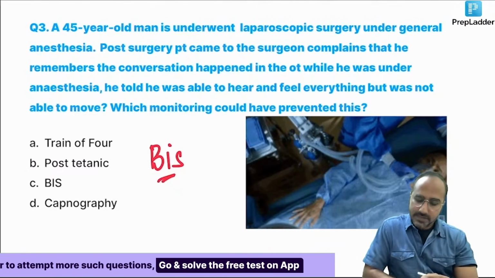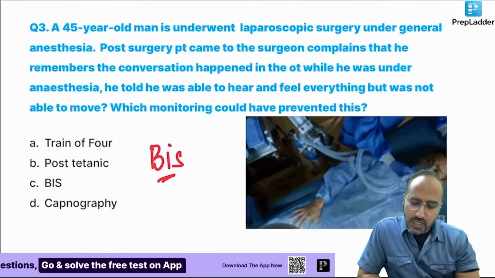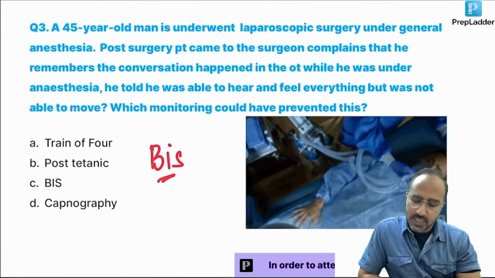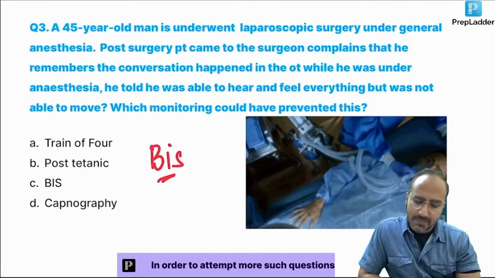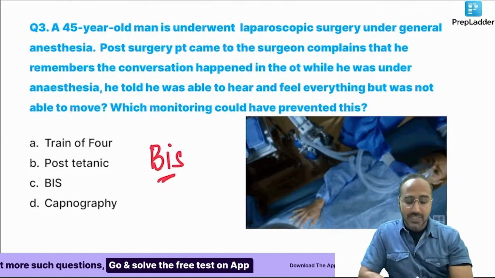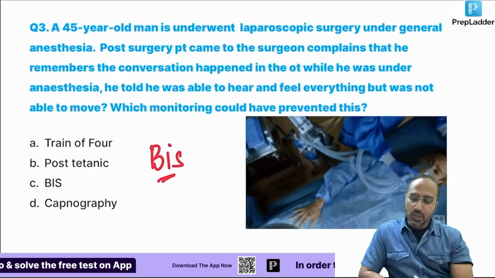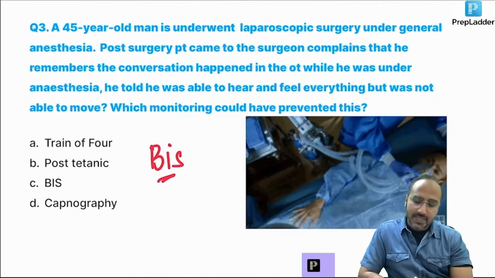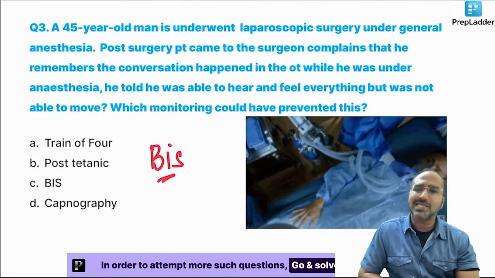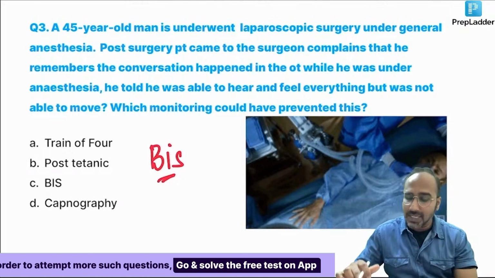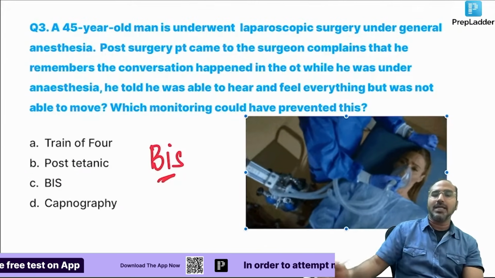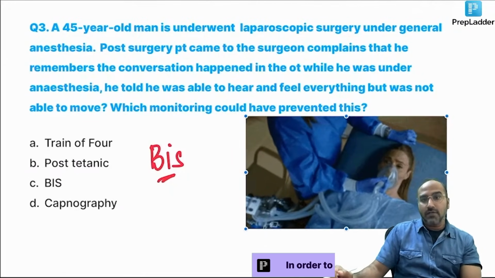Now guys, regarding this, a 45-year-old man underwent laparoscopic surgery under general anesthesia. Post surgery, the patient came to the surgeon complaining that he remembers all the conversation that happened in the OT while he was under anesthesia. He told he was able to hear and feel everything but was not able to move. What monitoring could have prevented this? Come on guys. Remember, this is basically a patient having awareness during anesthesia. Patient came to you and he's telling that I was aware during anesthesia.